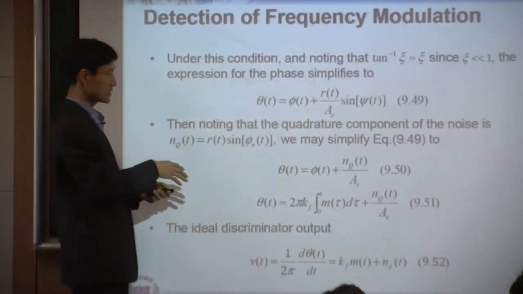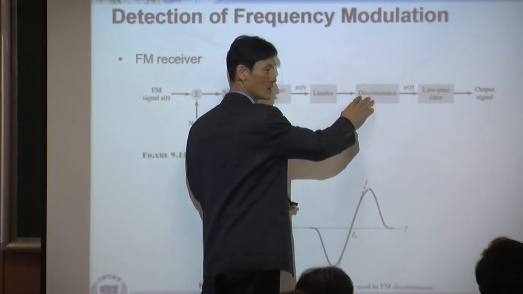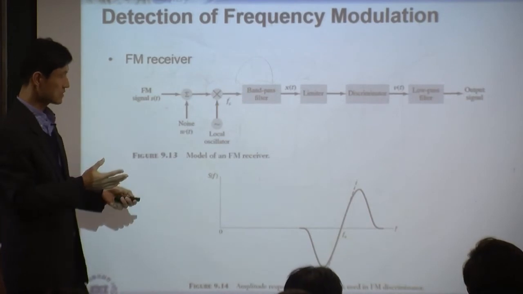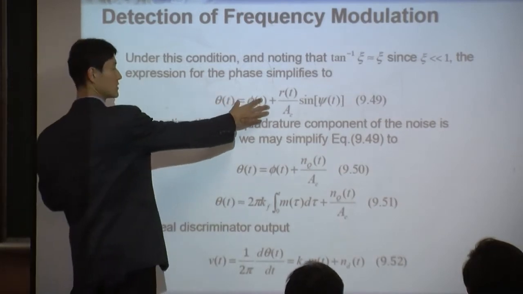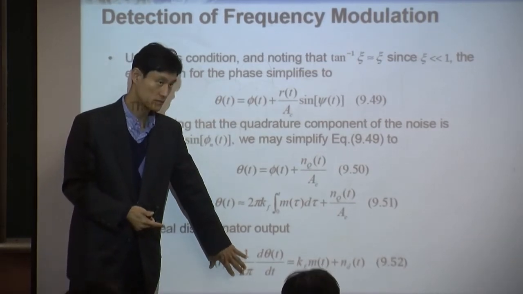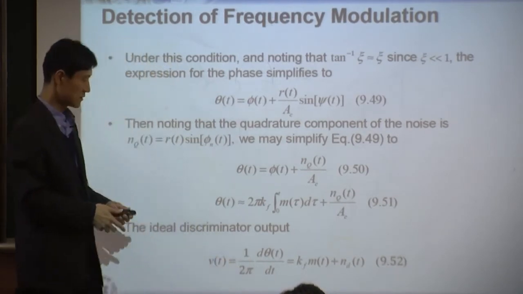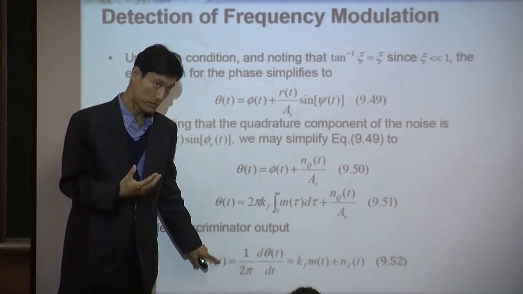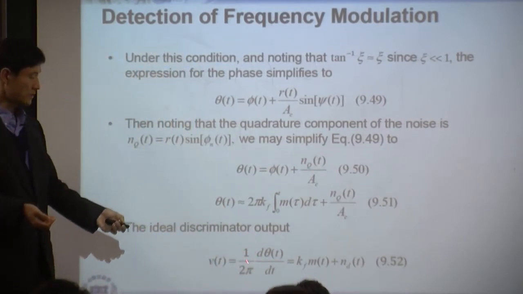Okay? So now it's time to go into the discriminator. And what is the discriminator? It's the time derivative. So that's the next thing to do. We know that xt has this phase, and eventually we want to take the time derivative like this. That's what happens inside the discriminator. The vt, that's the message, is 1/2 the time derivative of theta t.